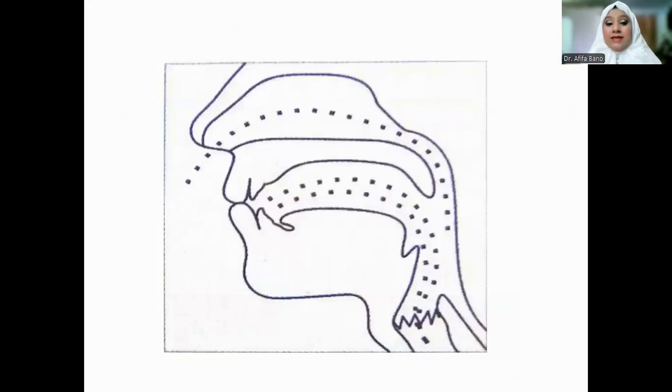Because what happens is that when we make a bilabial sound like ma, all the air goes to the nose, and then the air flows through the nose, and this nasal cavity actually produces the sounds like ma, na, and nga.